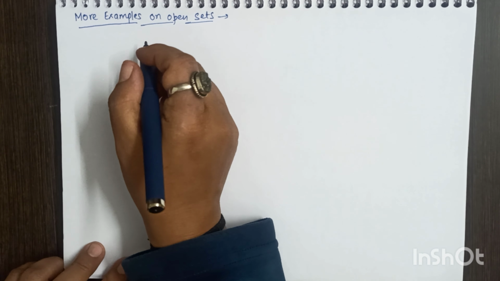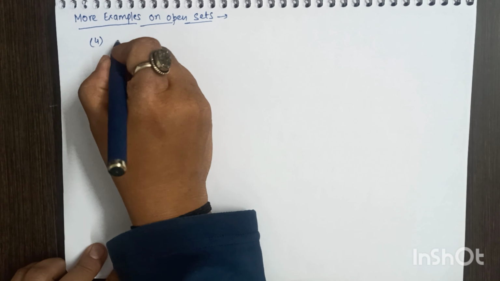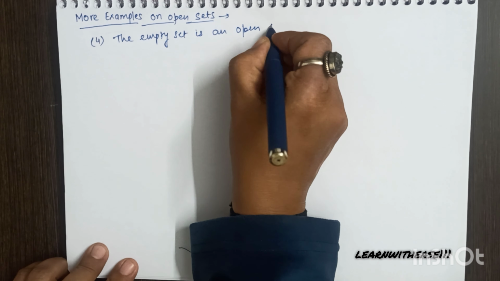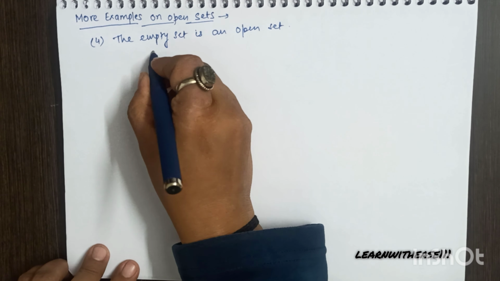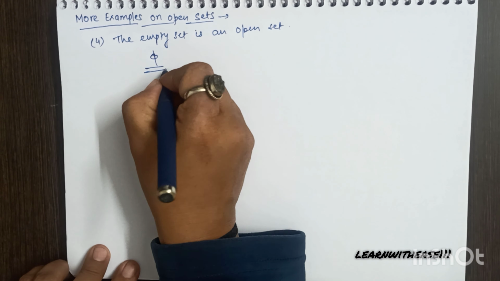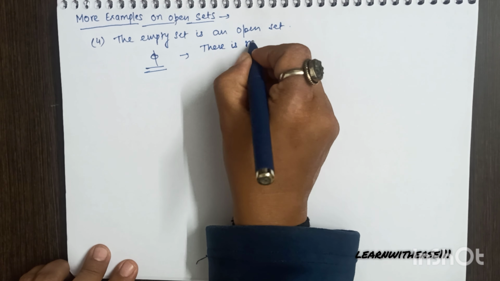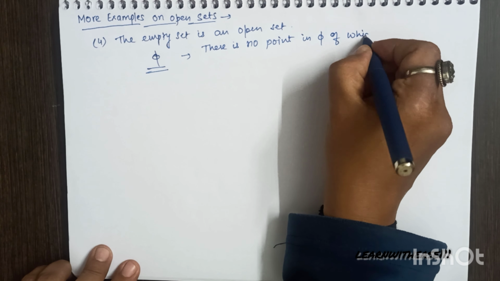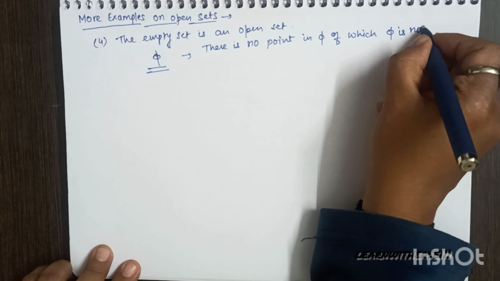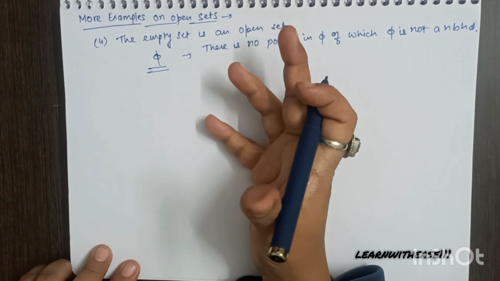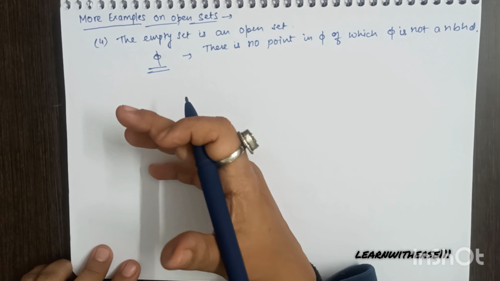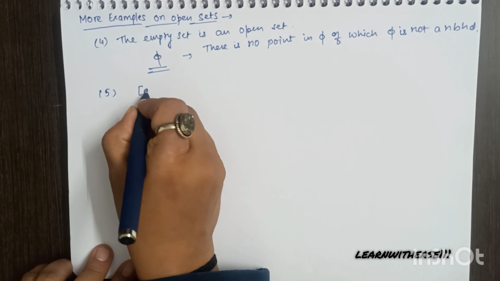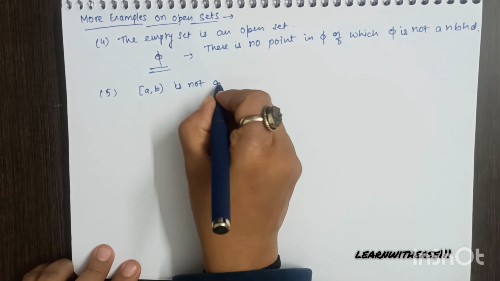Some more examples on open sets. First of all, the empty set is an open set. Why? Because the empty set is the set where there is no point in the set of which the set is not a neighborhood. Since phi contains no element, in the contrary definition we say there exists no point for which phi is not a neighborhood, hence phi has to be assumed as an open set.